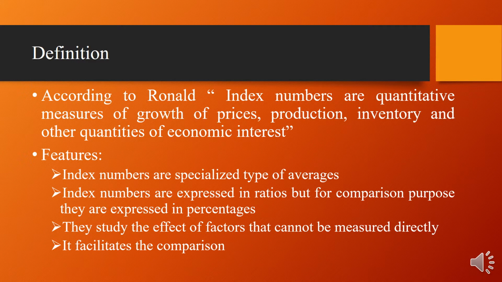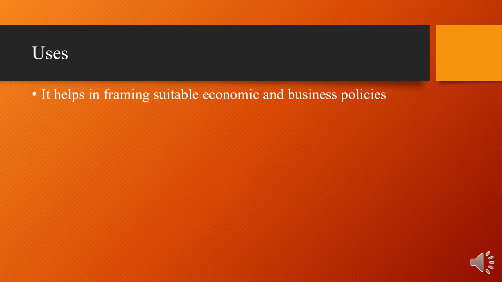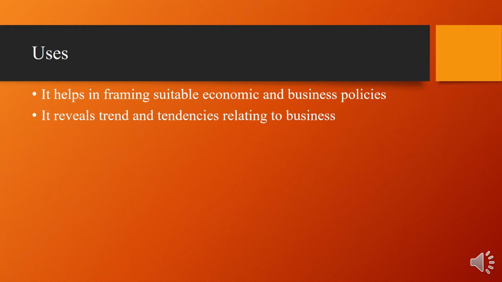Now let us discuss the uses of index numbers. It helps in framing suitable economic and business policies. So the Government of India or state governments, when they design economic policies, or business organizations, when they design business policies, widely use index numbers. It reveals trends and tendencies relating to the business. When you calculate the index number of the profit performance of a particular company or industry, this tells you about the growth of the industry. That is one of the uses of index numbers.